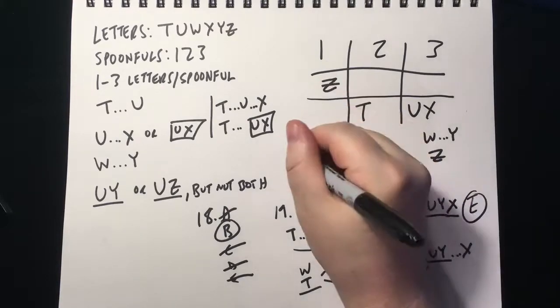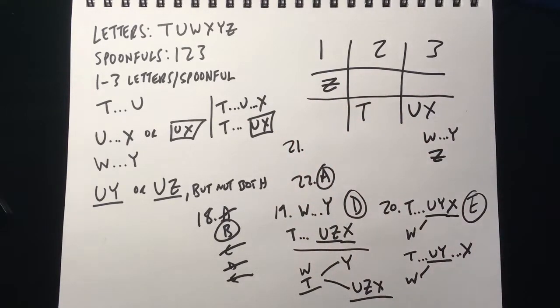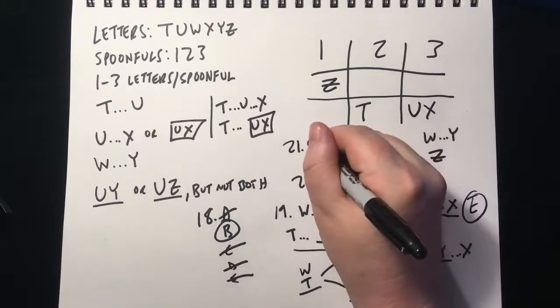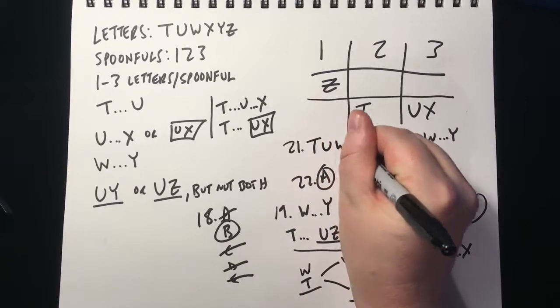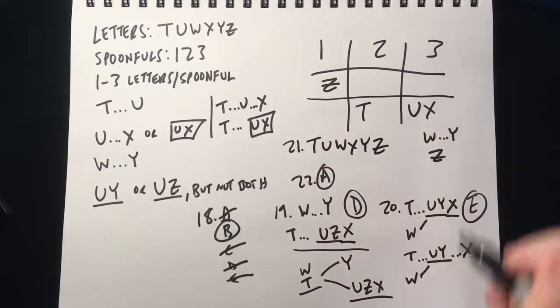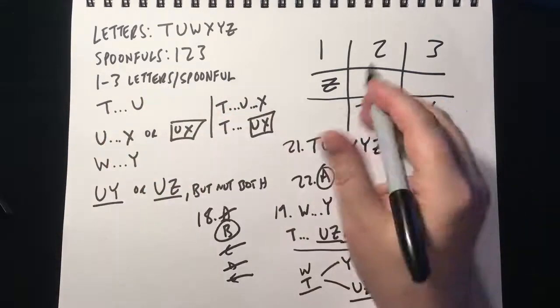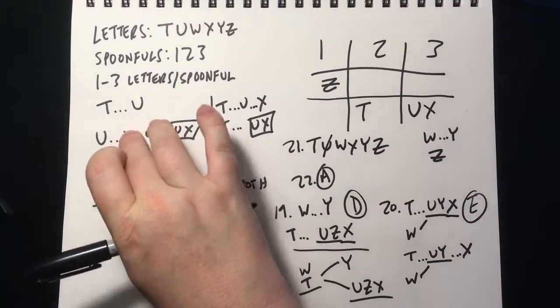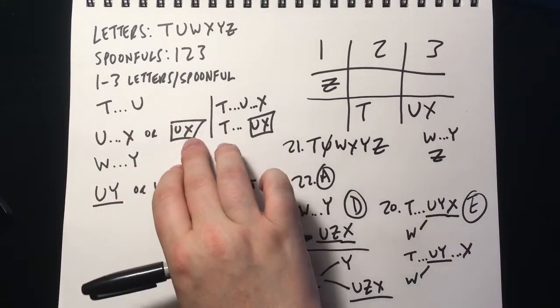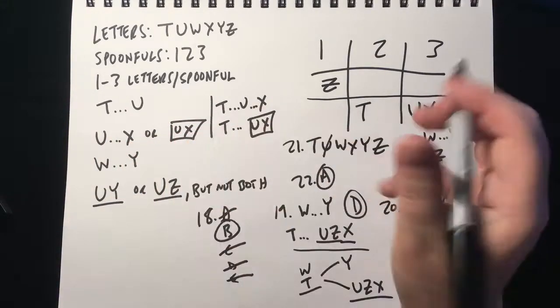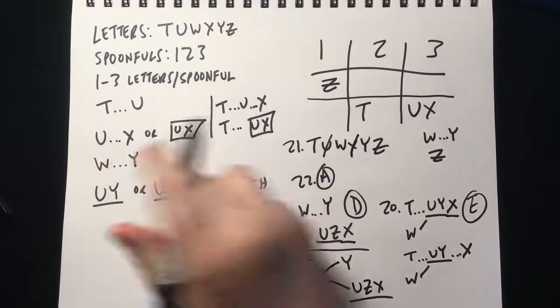And then we come back to question 21, and question 21 just says, which of the following is a complete list of letters, any one of which could be the only letter in the first spoonful? Just write out a list of your players in this game, and we say to ourselves, well, who can't be in the first spoonful? I know U can't because it comes after T. I know X can't because it either comes after U or it's with U. So goodbye X. I know it can't be Y.